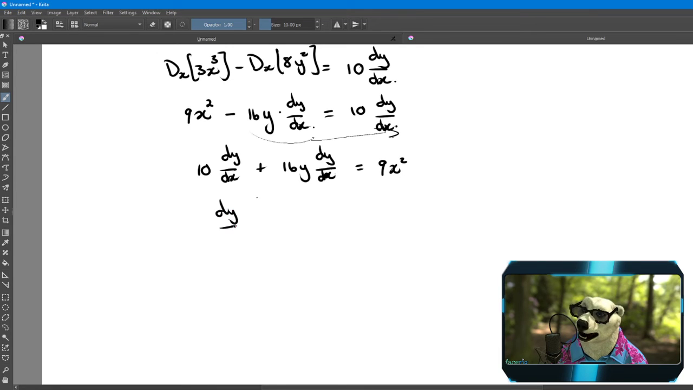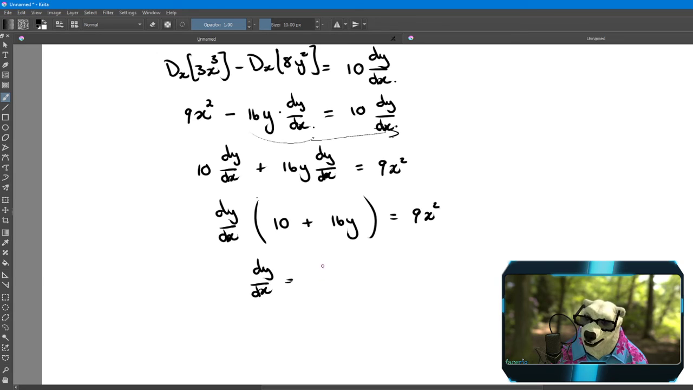Then I am going to take out dy/dx as a common factor and have left 10 plus 16y. The right-hand side is done. And then I'm going to divide by this bracket to get dy/dx equal to 9x squared over 10 plus 16y. So you see again that the derivative, which is the slope of a tangent line wherever I want it, depends on both x and y. Depends on both coordinates, the full coordinates of the point. I can plug in a specific x value and see what would happen.